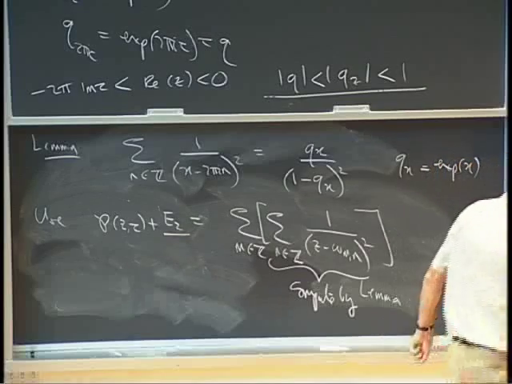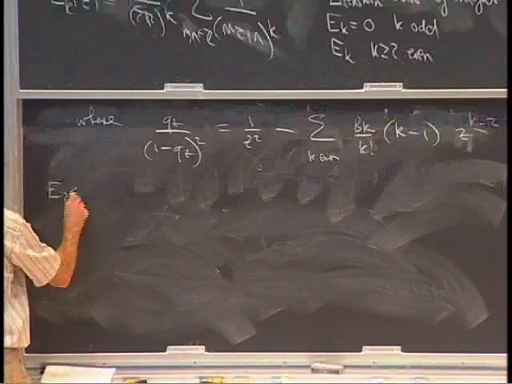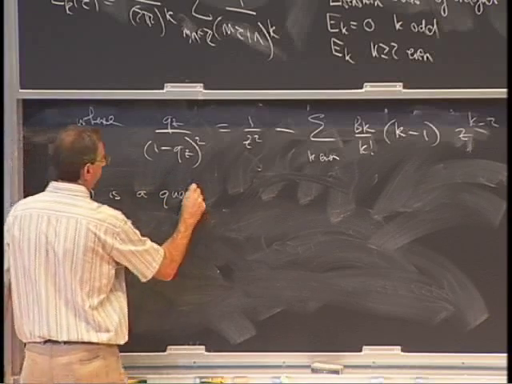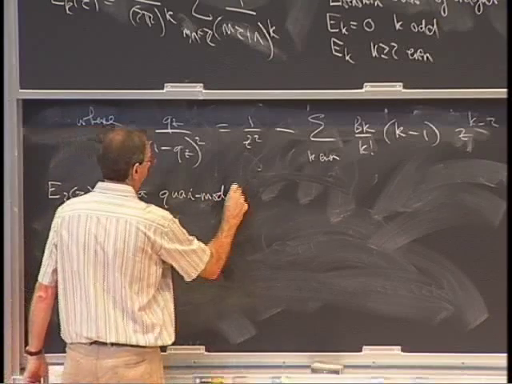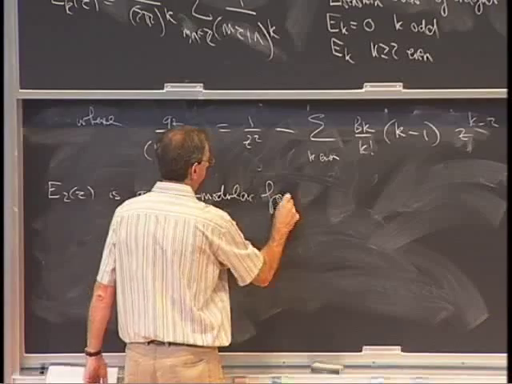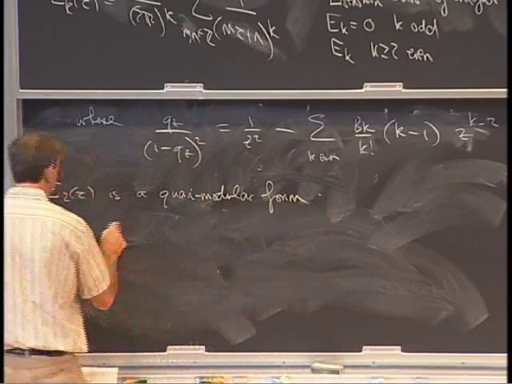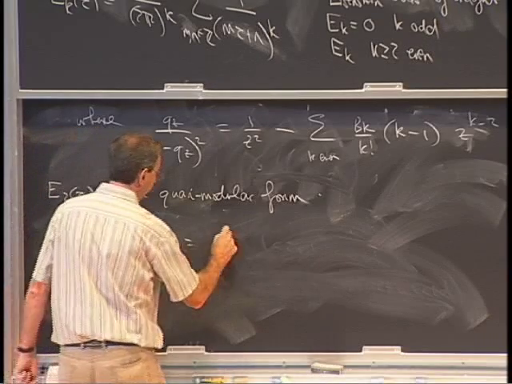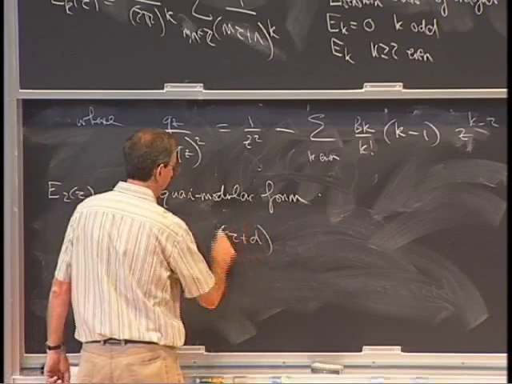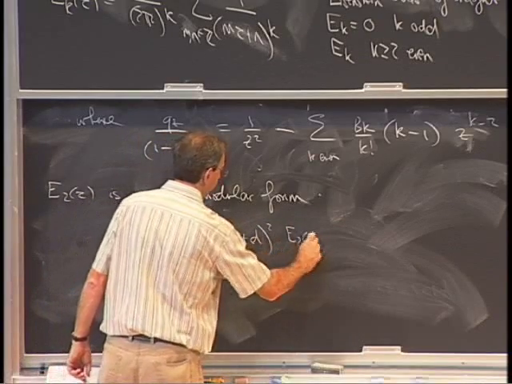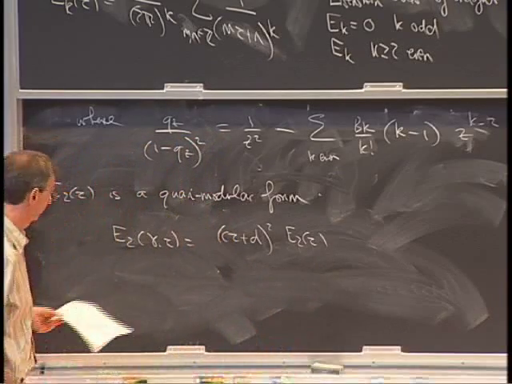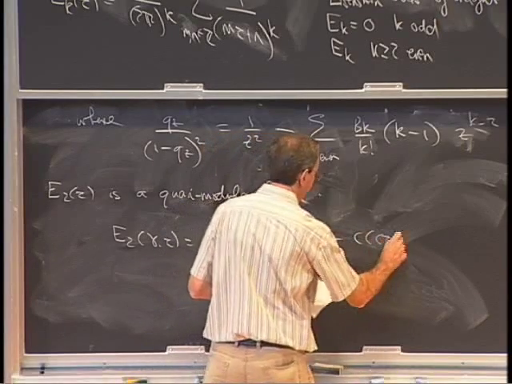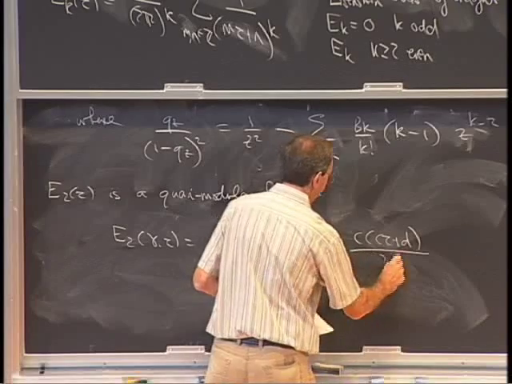So what one finds is that E2 of tau is what's called a quasi-modular form. It has this extra term under modular transformation: E2 of gamma tau is (c tau plus d) squared times E2 of tau. So far so good. It looks like a modular form, but then there's a correction term here, which is very interesting and very important, over 2 pi i.